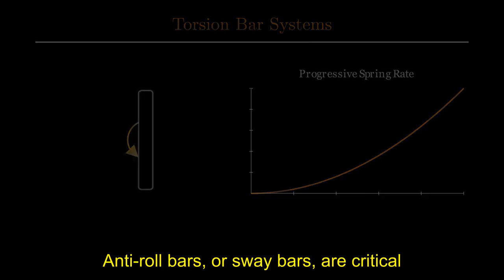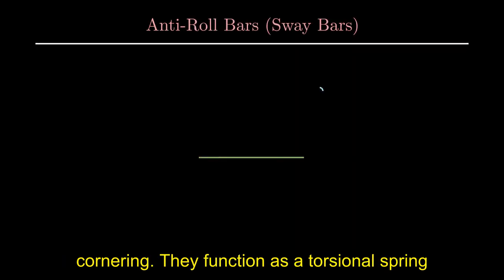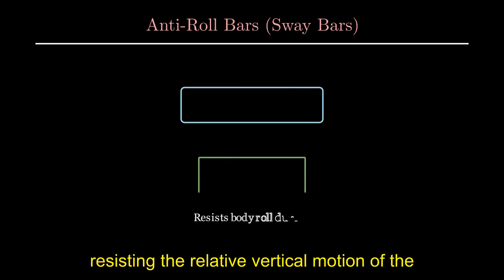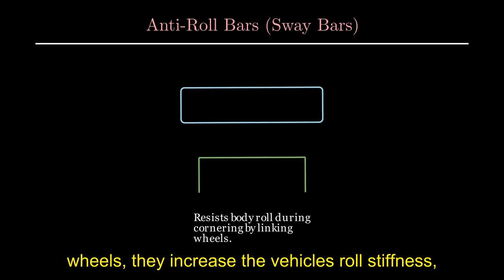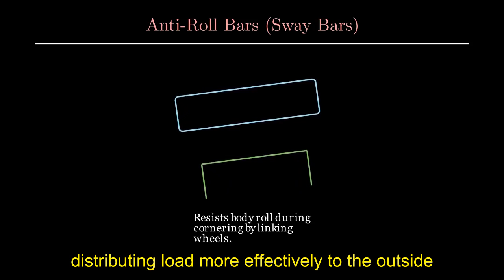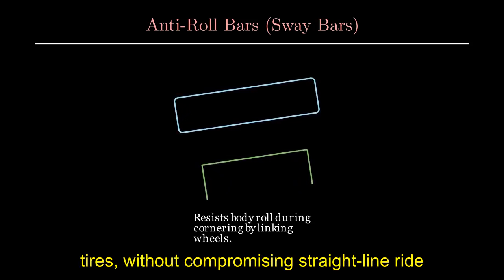Anti-roll bars, or sway bars, are critical components designed to mitigate body roll during cornering. They function as a torsional spring connecting the left and right suspension. By resisting the relative vertical motion of the wheels, they increase the vehicle's roll stiffness, distributing load more effectively to the outside tires, without compromising straight-line ride quality.